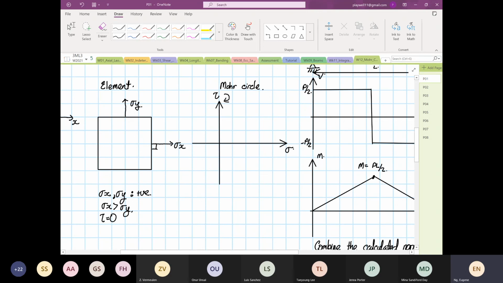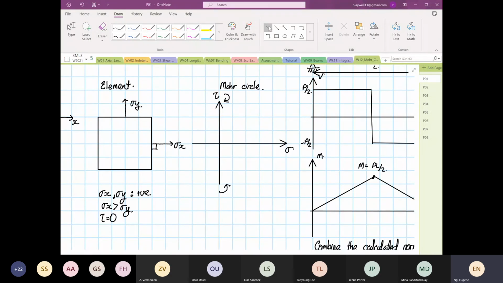Over here, positive shear, or positive magnitude, will have a clockwise rotation of the element. The lower one will be anti-clockwise. Later on I will go into more detail about what we mean by that. From here, we can see two points.